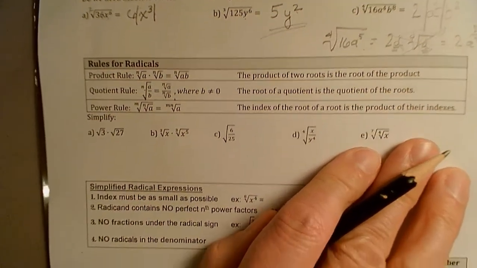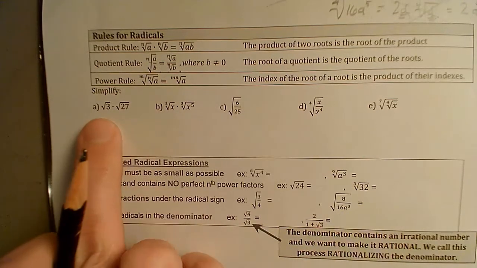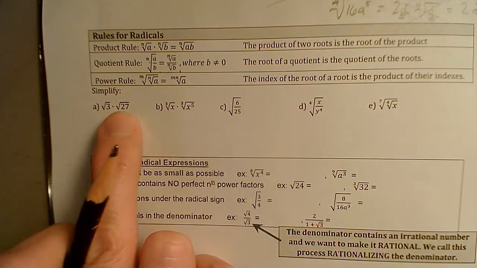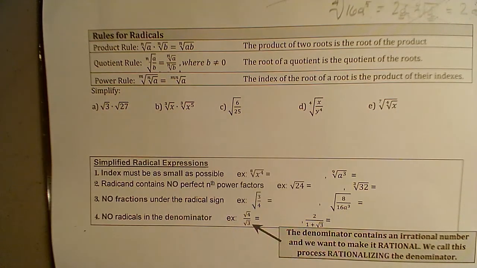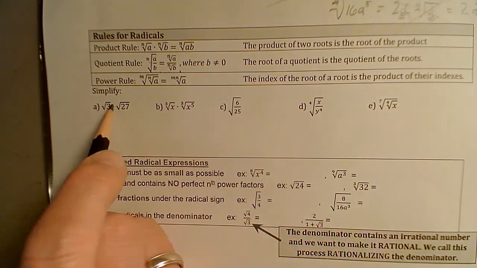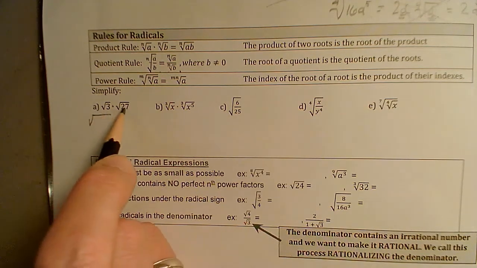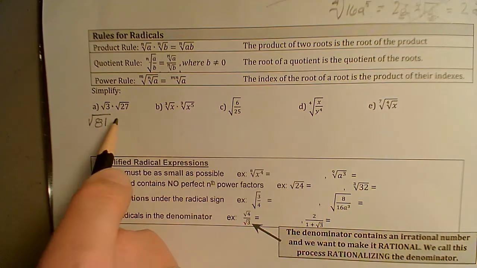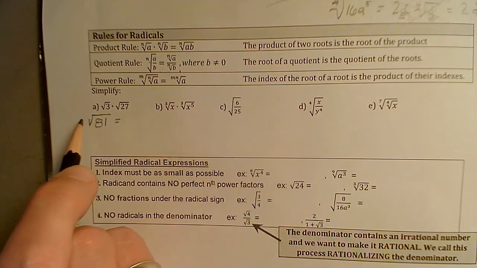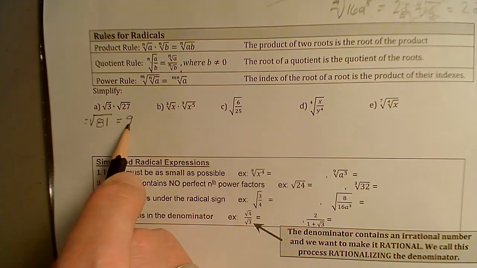Okay, so let's simplify some of these things. Square root of 3 times the square root of 27. There's more than one way to do some of these. When you're multiplying, I can just multiply those together. So I can do the square root of the product, which is 81. And of course, we want to simplify that. And so that's just 9.